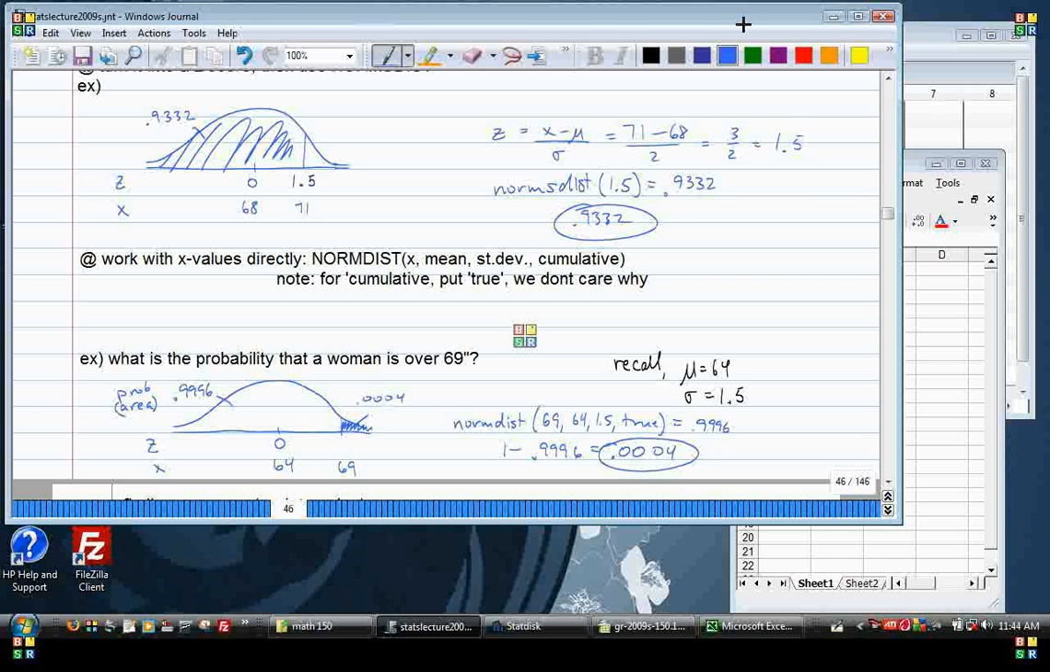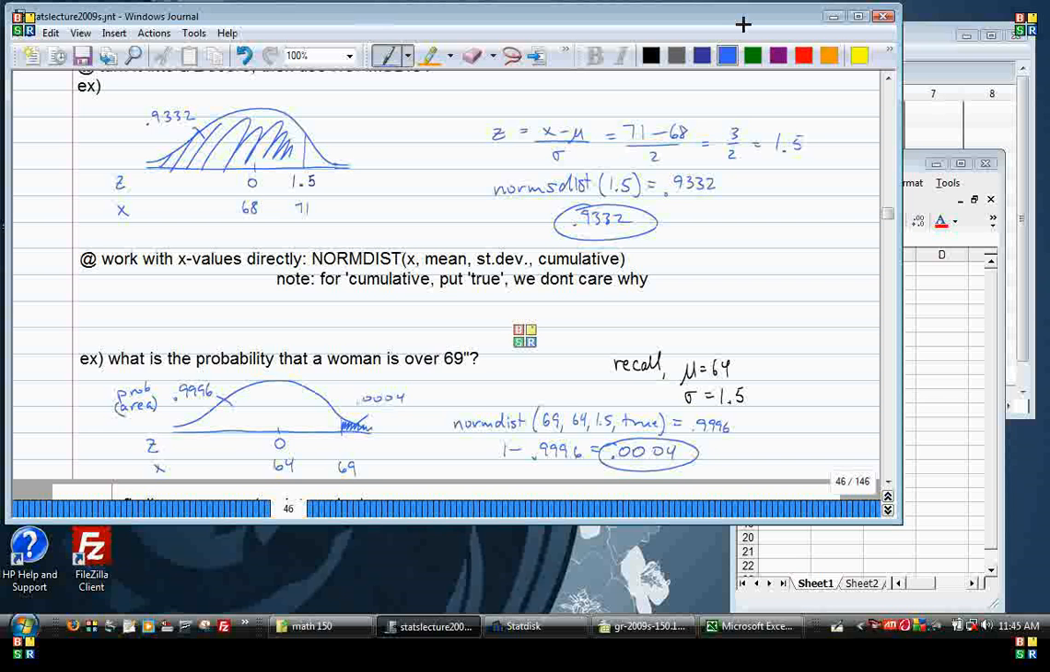So far, what have we done? I've said, here's a z-score, find the probability. Or, here's a data value, find the probability. Now, we're going to go backwards. What does it mean to go backwards? Exactly. I'm going to give you the probability. I'm going to say find the z-score or find the data value. So how do we do that?